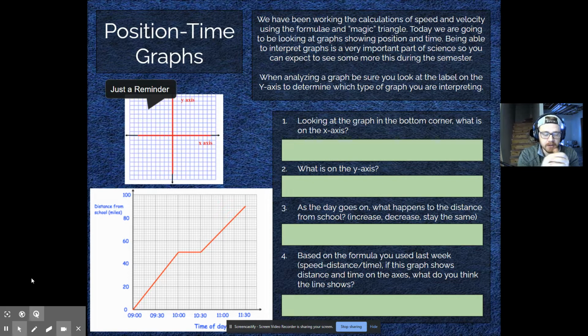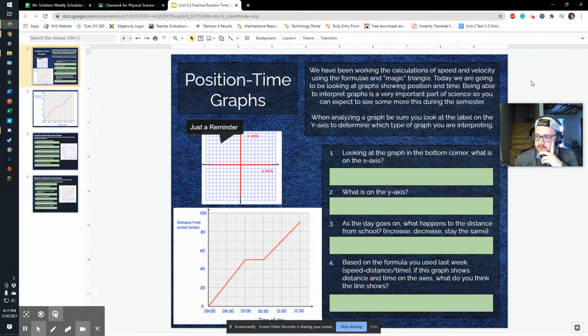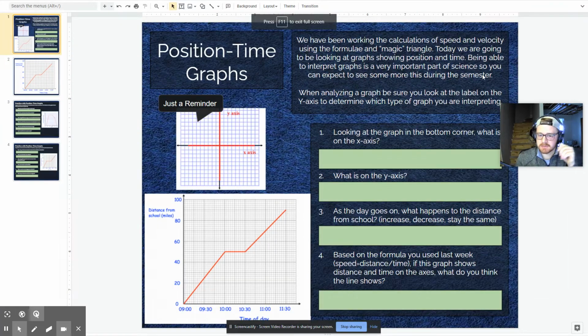So here we've got an example of a position time graph. As the name lays out, a position time graph is a graph relating the position and the time of a particular object while it's in motion. Instead of having it like this, I'm going to have it open like so. And let me just press F11, so we've got full screen.